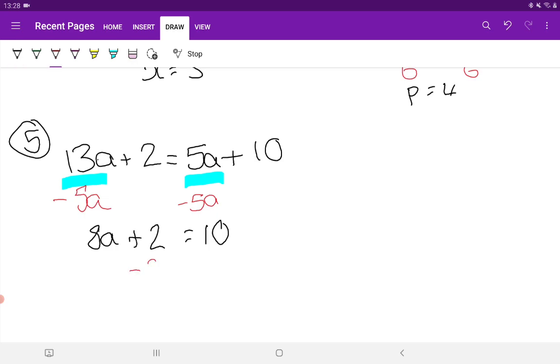And what that then leaves us with is an equation like we're already used to solving. So we take away the 2 from both sides, gives us 8a equals 8, and then we divide both sides by 8, and that'll give us a equals 1. If you're still struggling with that, I suggest you go back over the work that's been set for you for the last 2 weeks, you read through the PowerPoints, and that will hopefully help you.